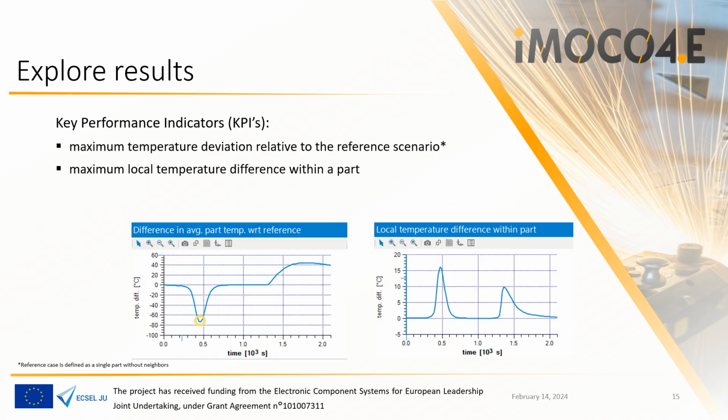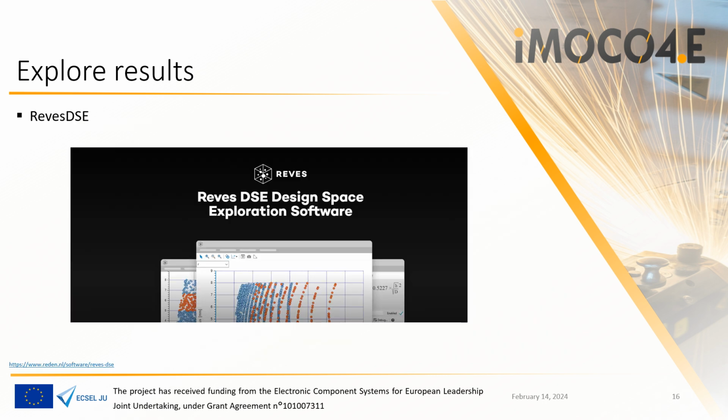We use the maximum temperature difference compared to a reference scenario, a single part without neighbors, and the highest temperature difference within a part to determine an acceptable operating range for how closely parts can be placed on the conveyor belt. To easily visualize and explore the results, we use Reeves DSE, which stands for Reeves Design Space Exploration.